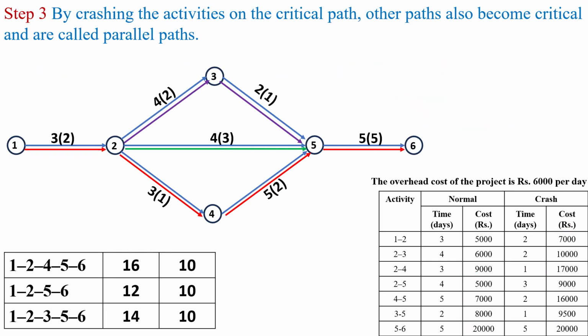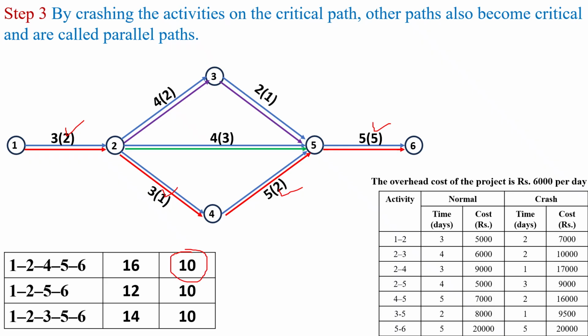So next I have to move to the third step, which is crashing. By crashing the activities on the critical path, other paths also become critical and are called parallel paths. Here there are three possible paths. The first is 1, 2, 4, 5, 6. Its duration is 16, and crashing time will become 2 plus 1 plus 2 plus 5, 10 days. So the maximum possibility of crashing is 10 days.